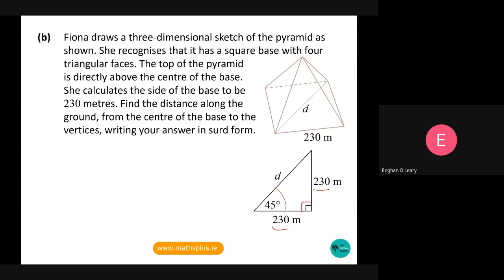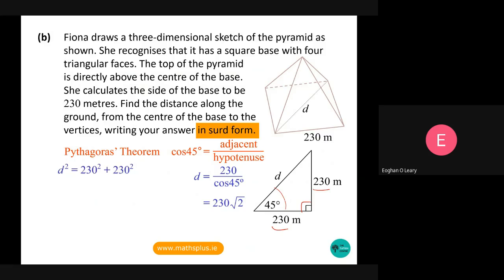Okay, we're going to calculate D. Well, how can we do it? We could do it in a couple of different ways. We could use Pythagoras, or we can just say the cosine of 45 is the adjacent over the hypotenuse, 230 over D. All we have to do is isolate D. We want to get our answer in surd form, so you just got to be careful with that. But it's 230 root 2. Okay, 230 root 2. That's for D.